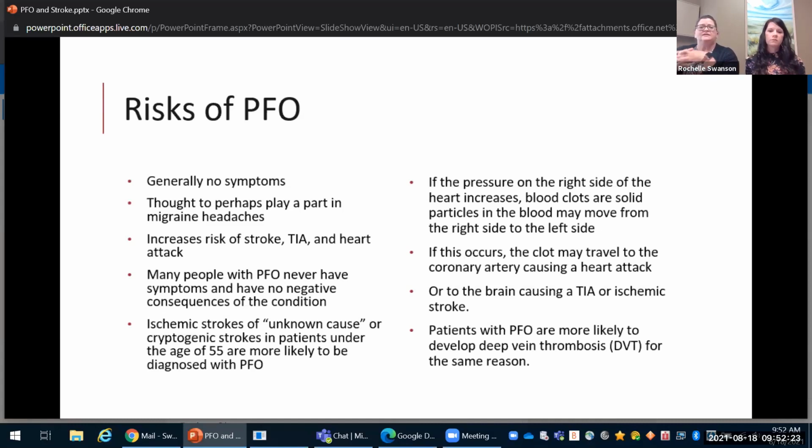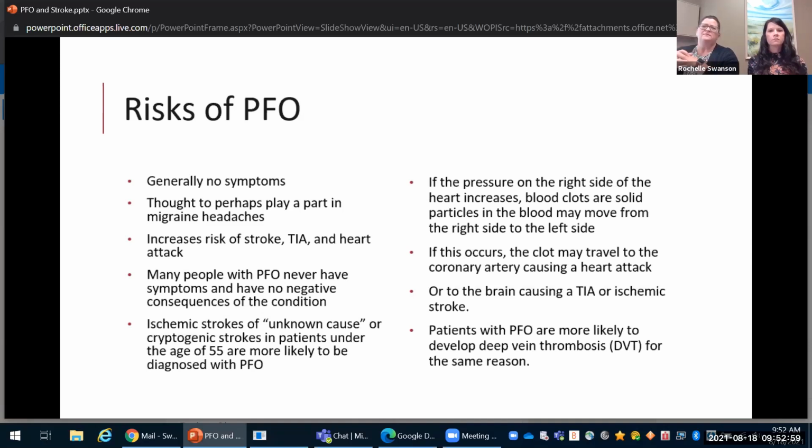When somebody has an ischemic stroke, especially if they're under the age of 55, and we can't identify what the risk is, so we're not finding that they have hyperlipidemia, they don't smoke, they don't have diabetes, they don't have high blood pressure, we really need to do a thorough evaluation to determine what the cause is of that cryptogenic stroke. And what they found is that people under the age of 55 with a cryptogenic stroke are more likely to be diagnosed with a PFO throughout that study. It may be an incidental finding, it may not be related to the stroke itself, but that's what the studies are showing.